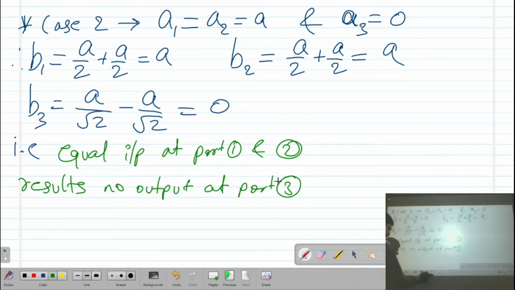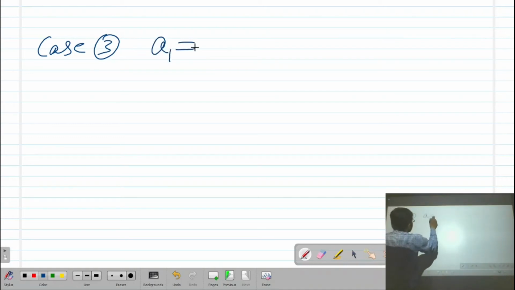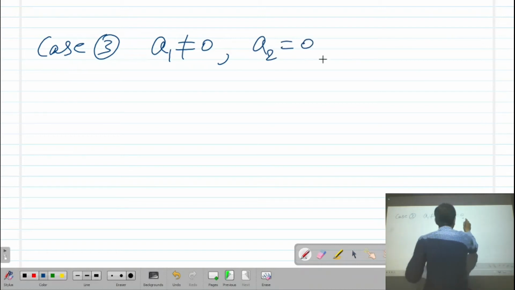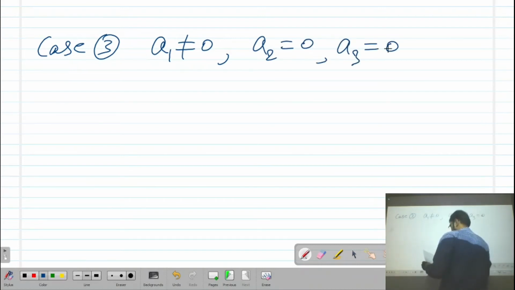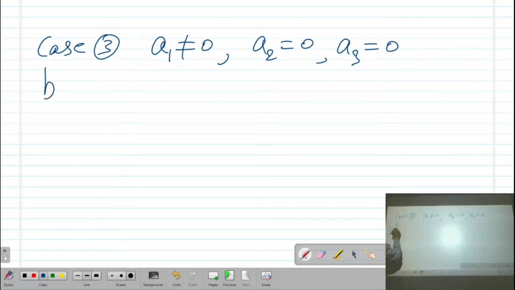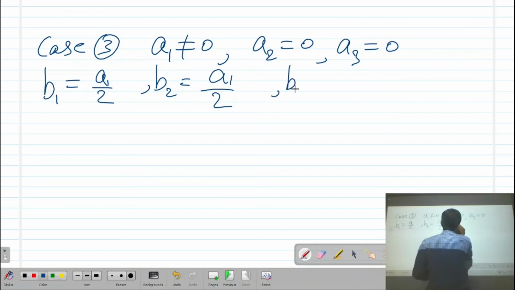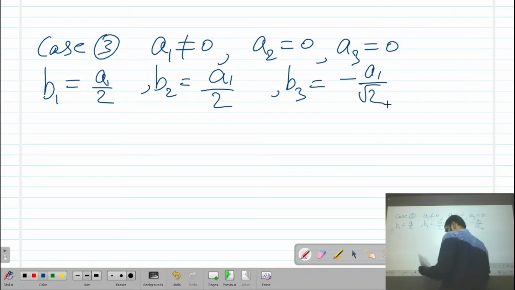Now the last case, that is case 3. In case 3, we have A1 not equal to 0, A2 is equal to 0, A3 is equal to 0, and we will get B1 is equal to A1 by 2, B2 is equal to A1 by 2, and B3 will be equal to minus A1 by root 2.